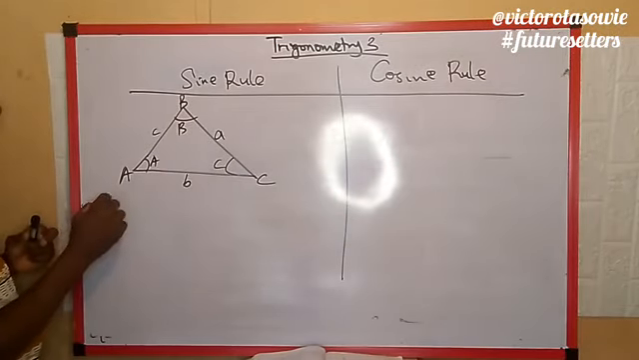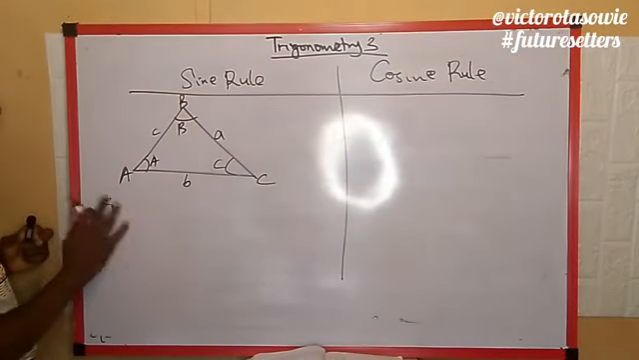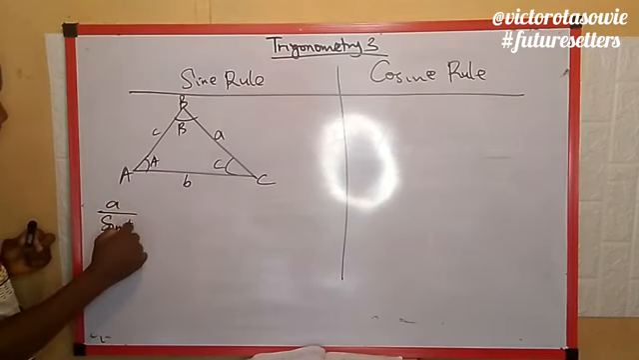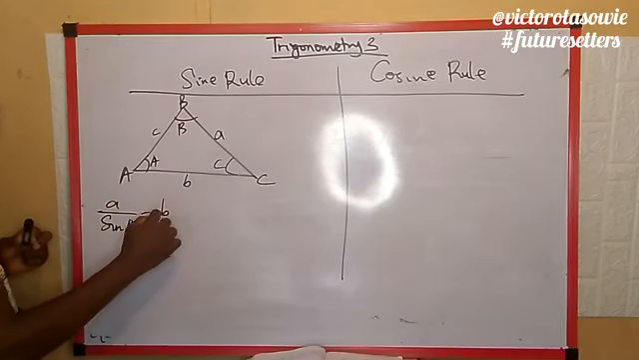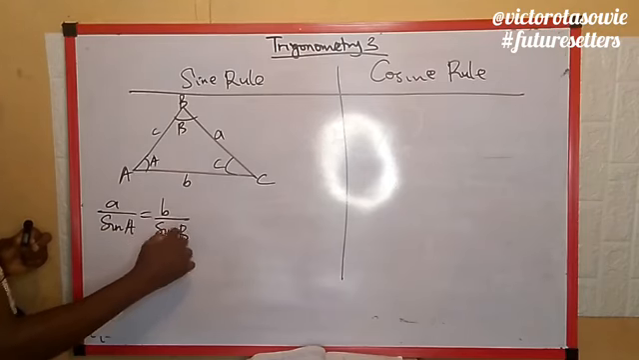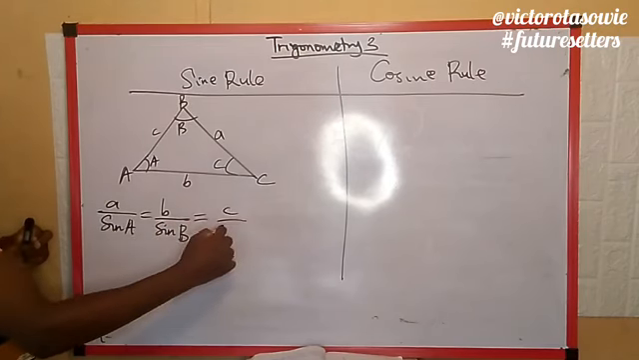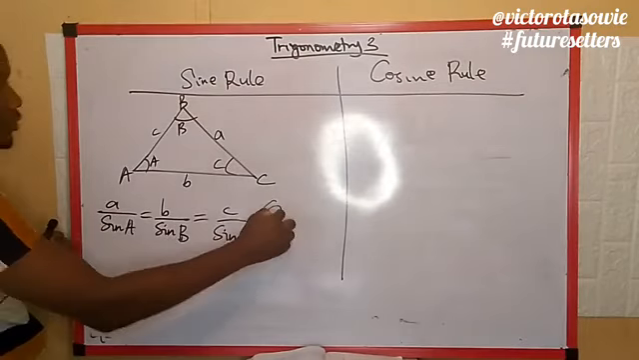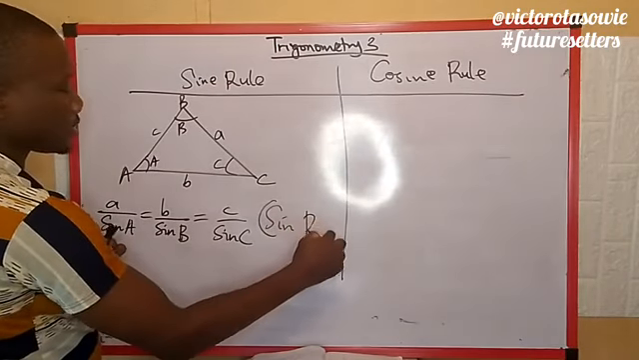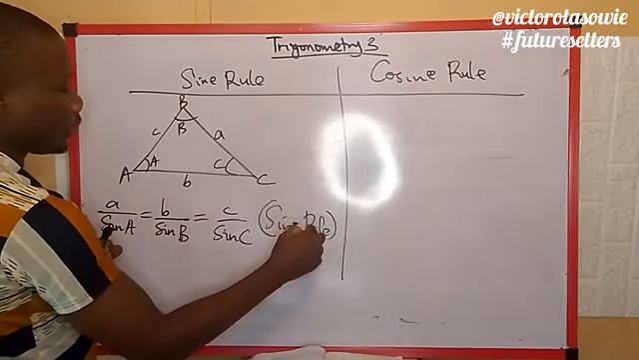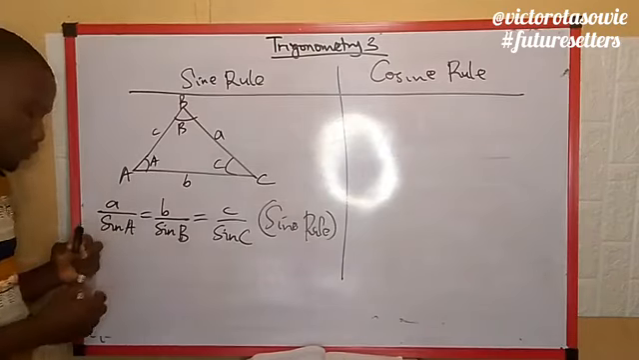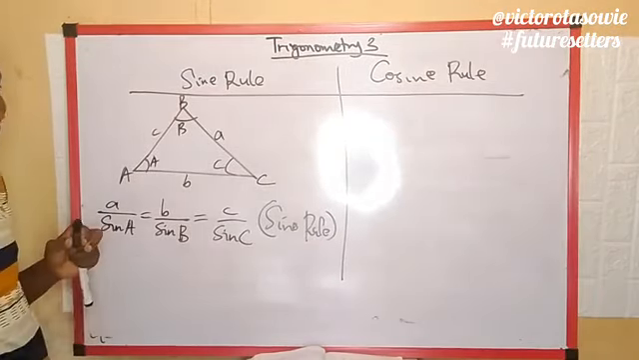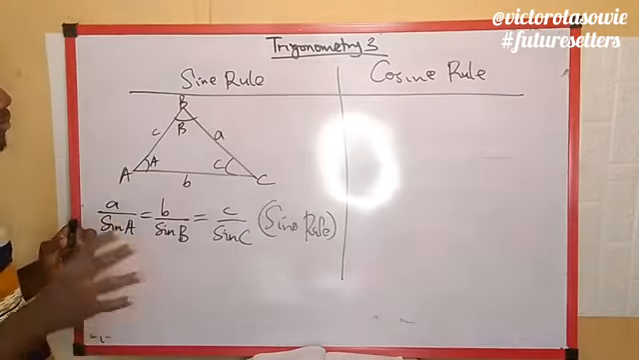So we have that A is usually the small letter. For the sine rule, we have that a over sine A is equal to b over sine B is equal to c over sine C. Take note of this valid point.